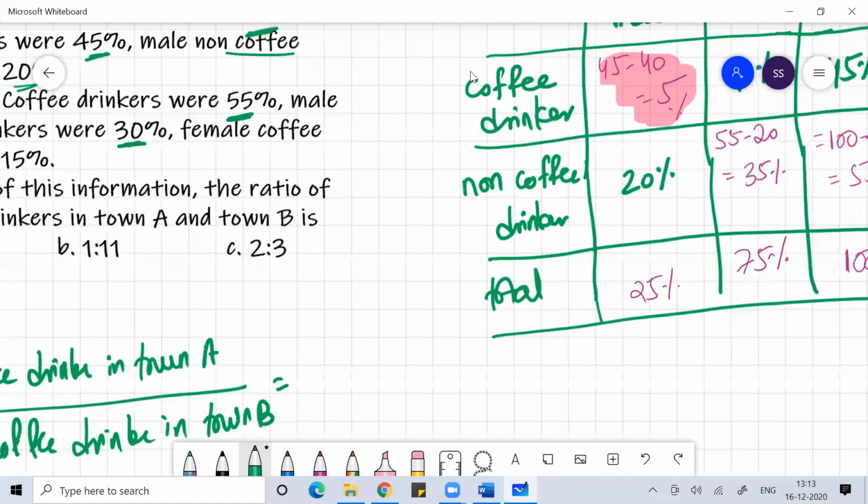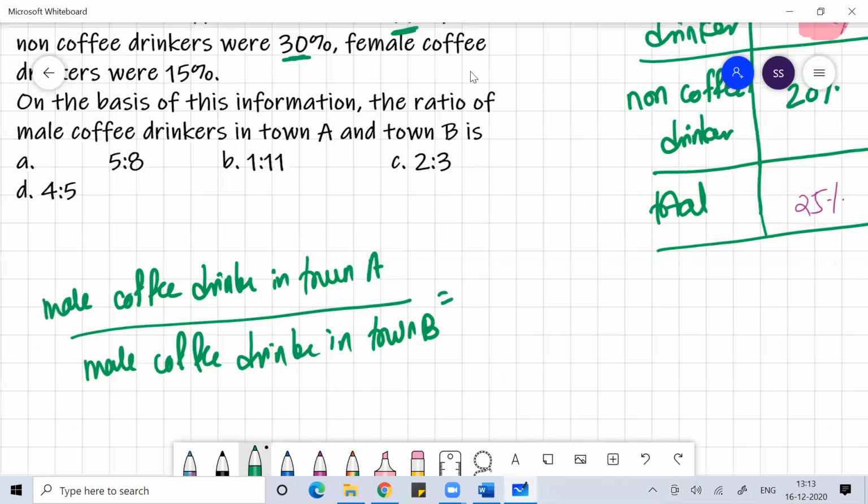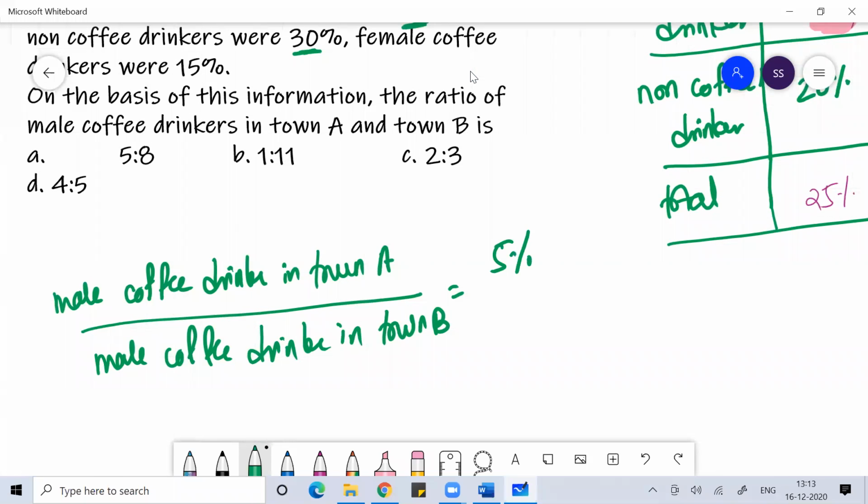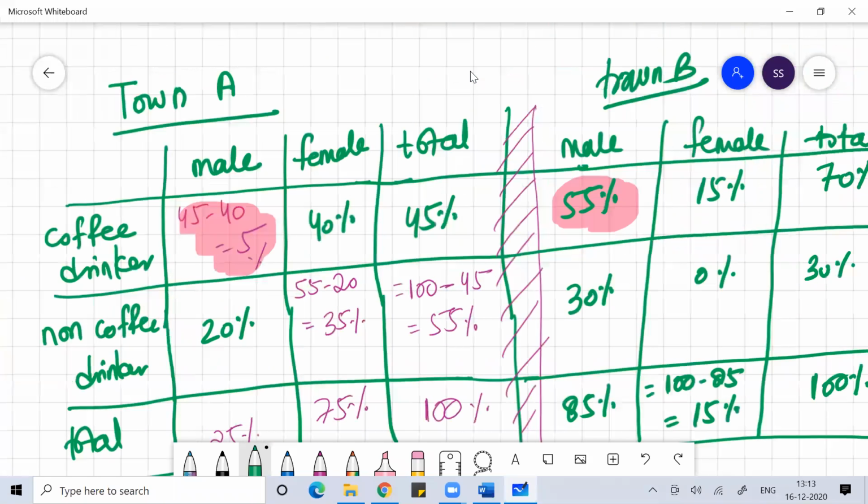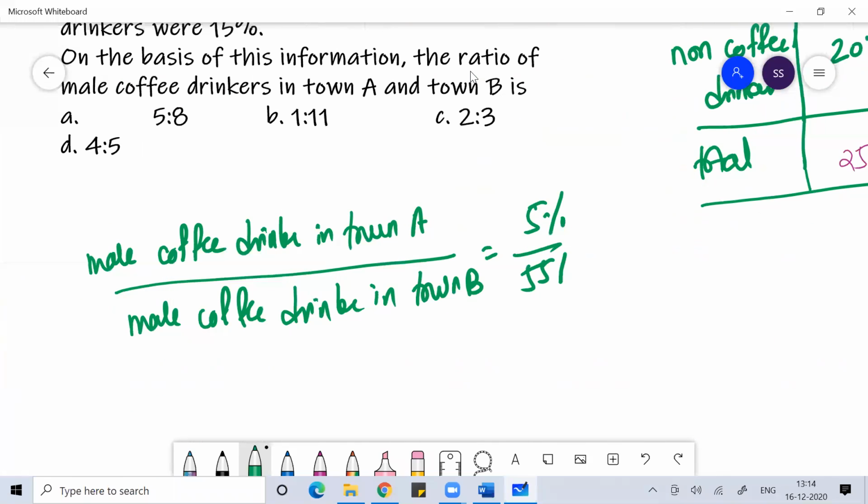So male coffee drinker in town A is 5%. Male coffee drinker in town B is 55%. So the ratio of this is 1 is to 11. Clear, everyone? So the ratio is 1 is to 11. Anyone have any doubt? One is to 11 is the answer.